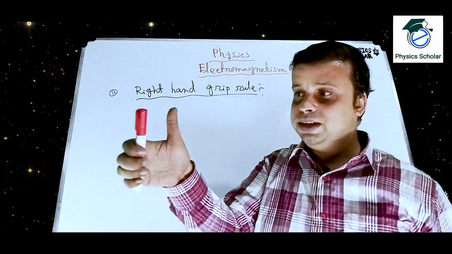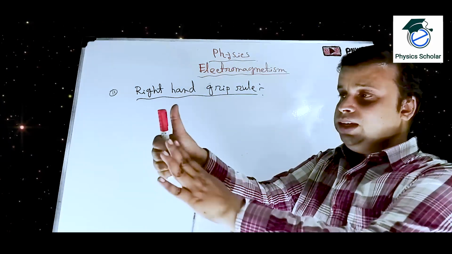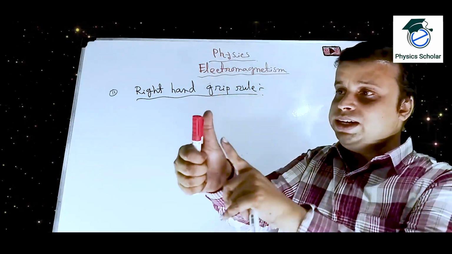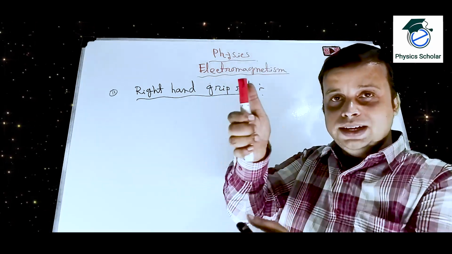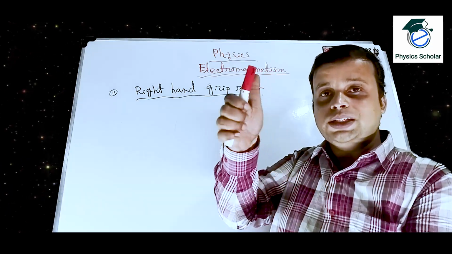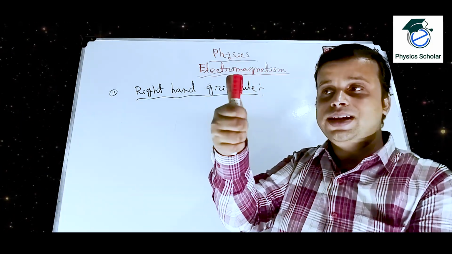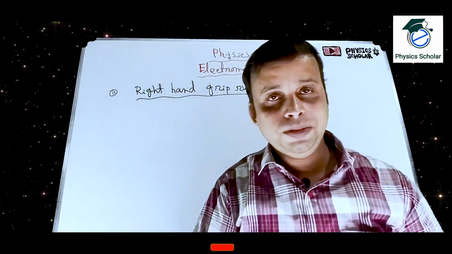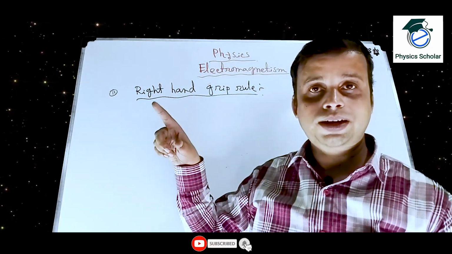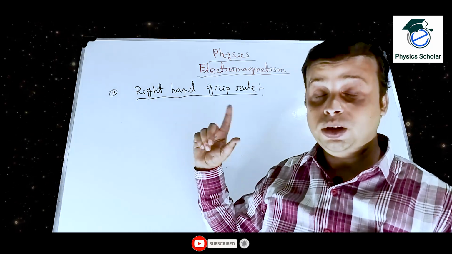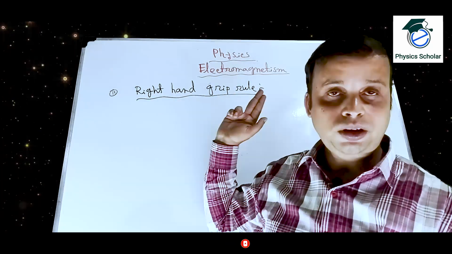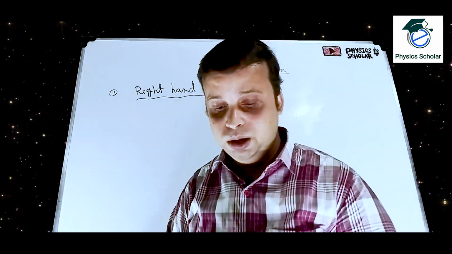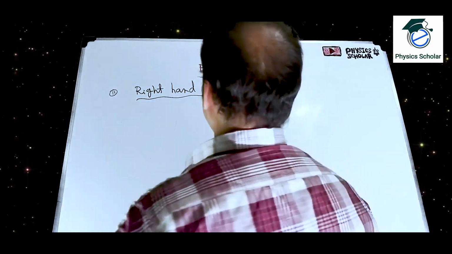So this grip, the direction of this grip: if the thumb is indicating the direction of the flow of current, then this grip will indicate the direction of the magnetic line of force. Clear? So this is known as the right hand grip rule. From the two rules, Maxwell's right hand rule, the corkscrew rule, and the right hand grip rule, indicate the direction of the magnetic line of force. So what is the right hand grip rule?